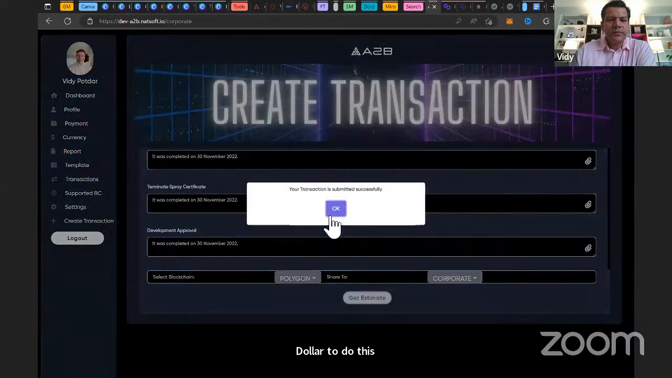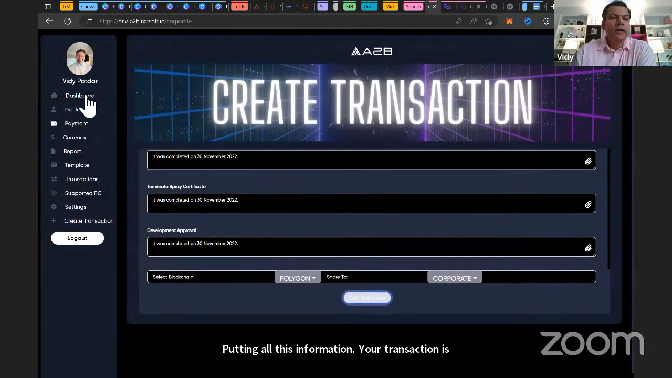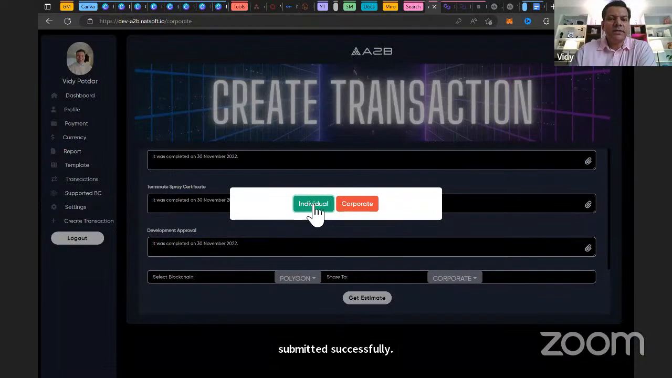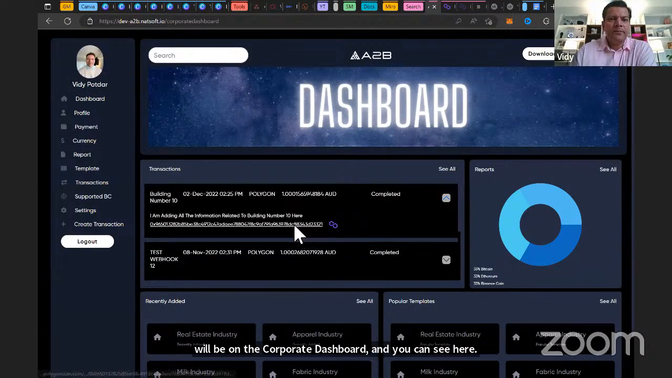Now it's putting all this information. Your transaction is submitted successfully. I click OK. You can go to the dashboard. Now, this transaction will not be on the individual dashboard. It will be on the corporate dashboard. And you can see here, this is the transaction. This is completed.